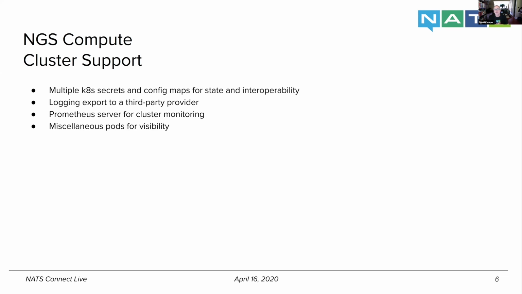We also have miscellaneous pods for visibility. So for ops, we tend not to want to go directly into running NATS server pods. So we've got a daemon set of pods on each of the nodes so that we can kubectl exec onto it in case there are any issues so that we can take a look.